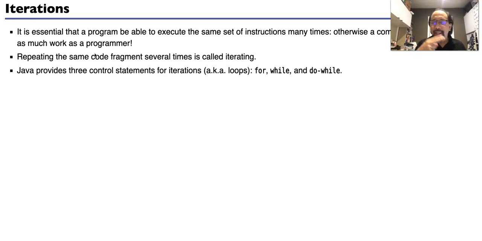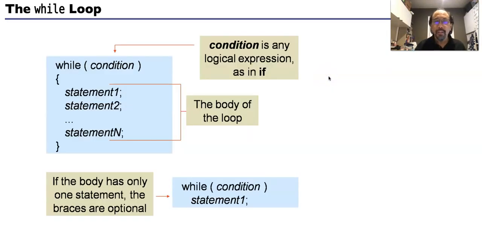In programming, it's essential to be able to repeat instructions over and over again. We don't want to be typing print hello 100 times. We want to write it once and have some mechanism of repeating that. So that idea is this idea of iterating or looping, and we have three ways. We have the for loop, the while loop, and the do while loop that we're going to talk about one by one. Let's start off with the while loop.